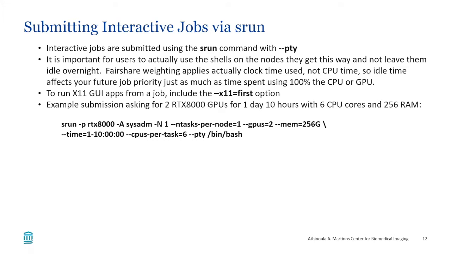time spent using 100% of that CPU or GPU. If you need to run X GUI apps this way from a job, you need to include this option. And so here's an example interactive job submission using srun. The main thing here is --pty followed by the command, which will usually just be the shell you want to run. So /bin/bash, or, for those old timers, /bin/tcsh.